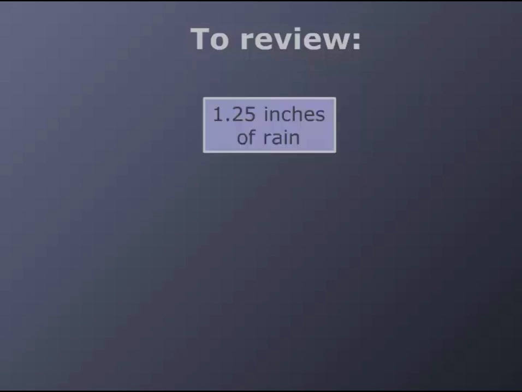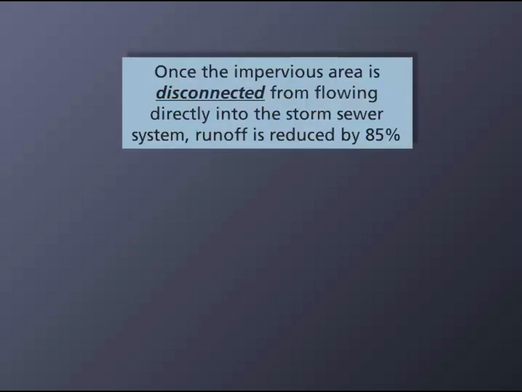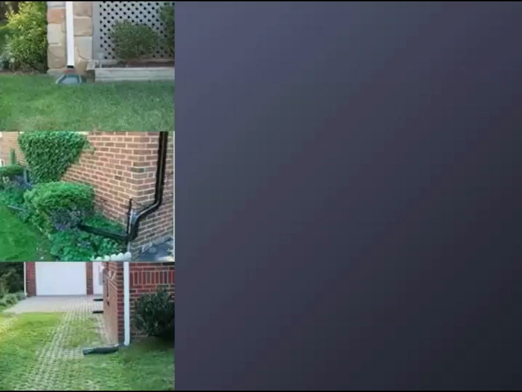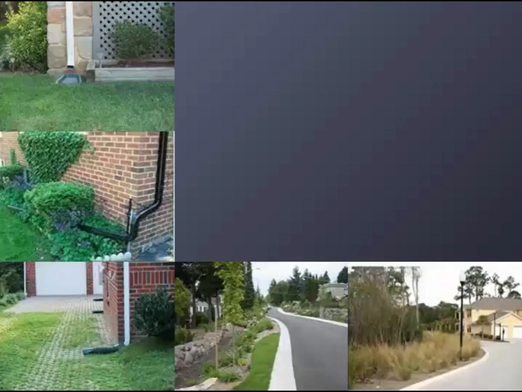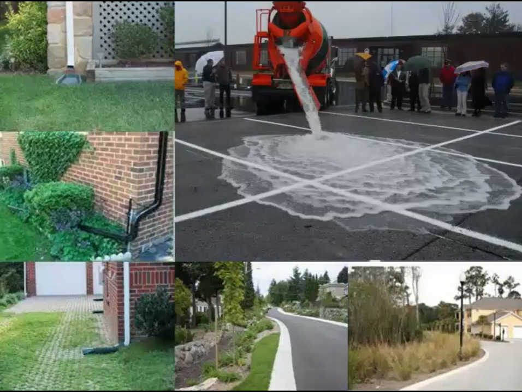Let's review that again. In a typical storm delivering 1.25 inches of rain, a typical connected impervious system generates 28,500 gallons of runoff. Once the impervious area is disconnected from flowing directly into the storm sewer system, runoff is reduced by 85%. Disconnecting impervious surfaces from flowing directly to local waterways can be as easy as redirecting a downspout to discharge over a pervious area. Another way to manage stormwater is to change impervious surfaces into pervious surfaces. This picture demonstrates pervious asphalt, where water passes through the surface into a stone storage reservoir below the porous asphalt surface.